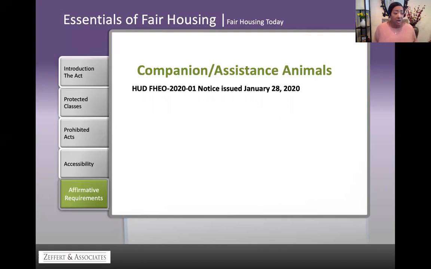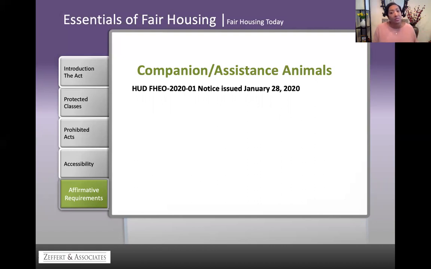I'm going to get to reasonable notice coming up here soon. At the top of page 15, it says the request must be approved, and we put that in bold font for you, if they demonstrate, one, that the person seeking to use and live with the animal has a disability, and two, that the disability is needed for the assistance animal.